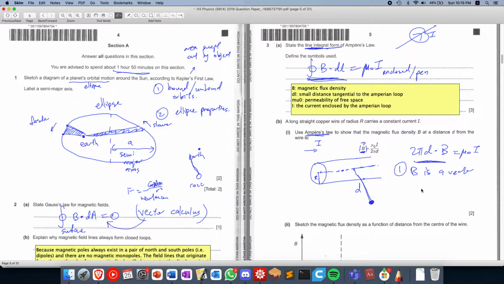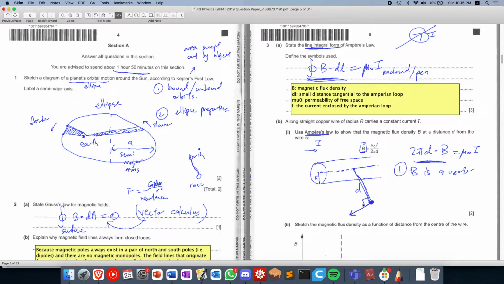And number two, if this is only the magnitude, then what is the direction? So it's actually going to be tangential to the circle that we draw. So essentially, if this is d, and this is the point we're querying, then it's going to be like this, right? Such that this is perpendicular.